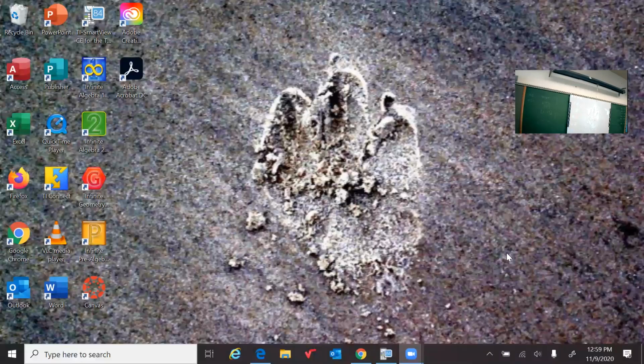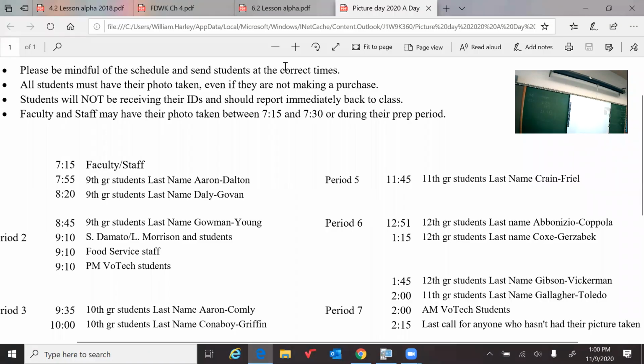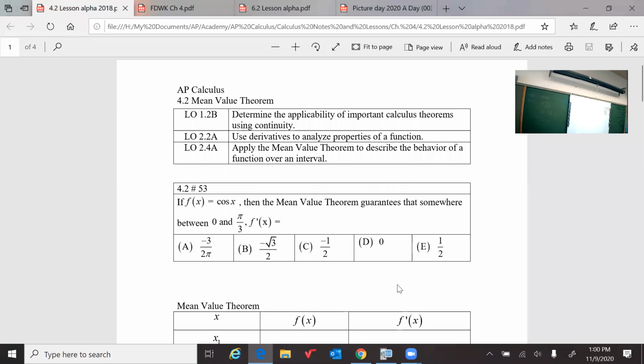So we're starting with 4-2 alpha. Right. And let's look at a question from the end. So this is question 53 from the end of the section. And then you can't do that yet, but you can think about it.